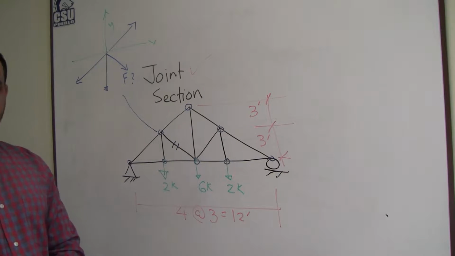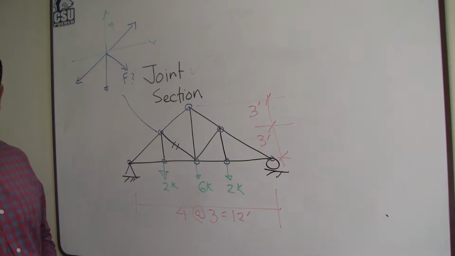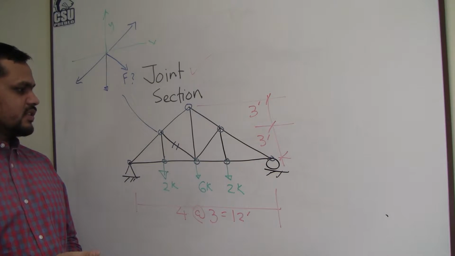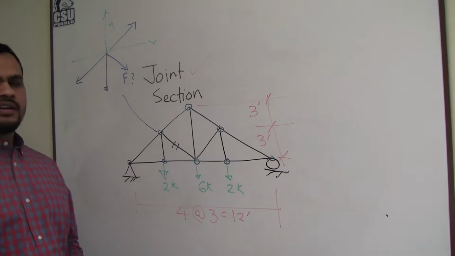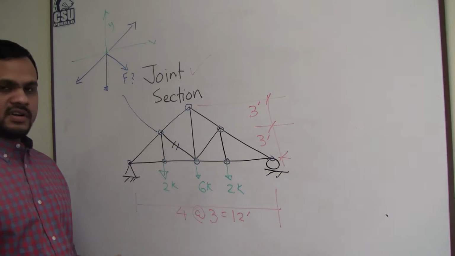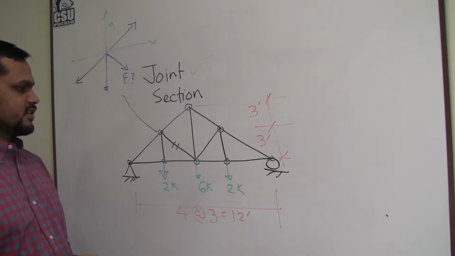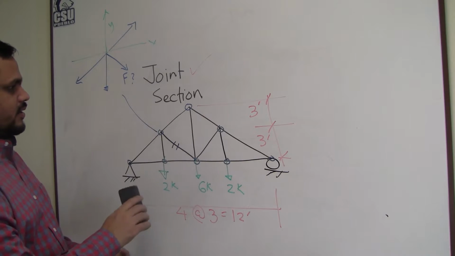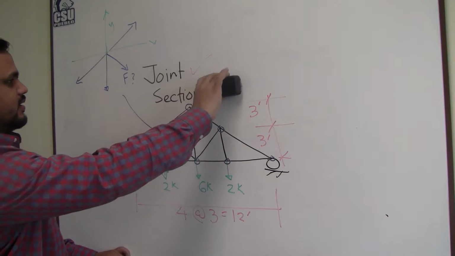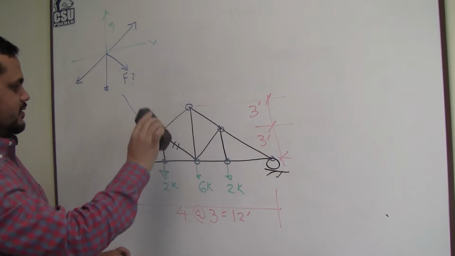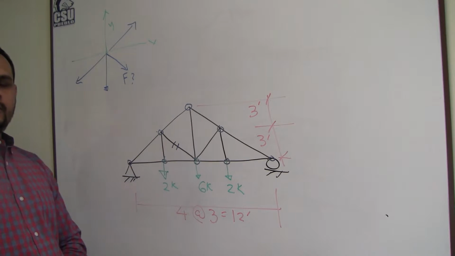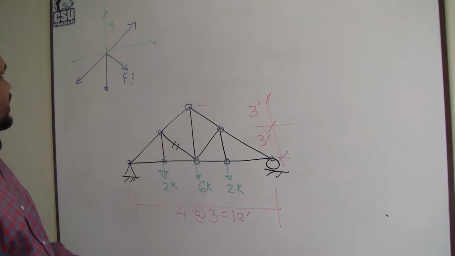Let us try. What is section method? Section method is we can cut anywhere in the truss in a way that will help us. Cutting doesn't mean that you got a truss, you start cutting. No, not like this. You have to cut in a way that it will help you. Now, okay, deleting this part, make it clean.